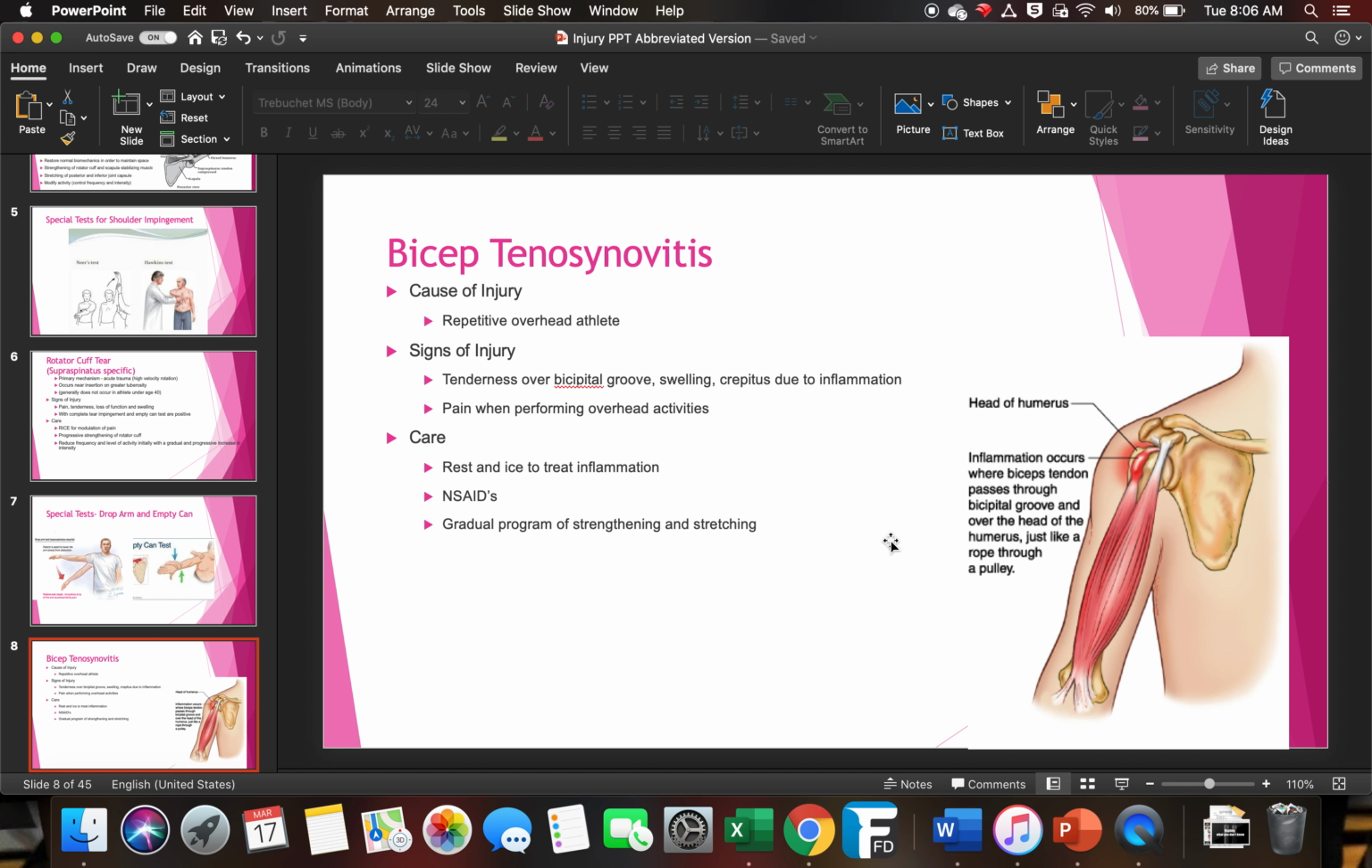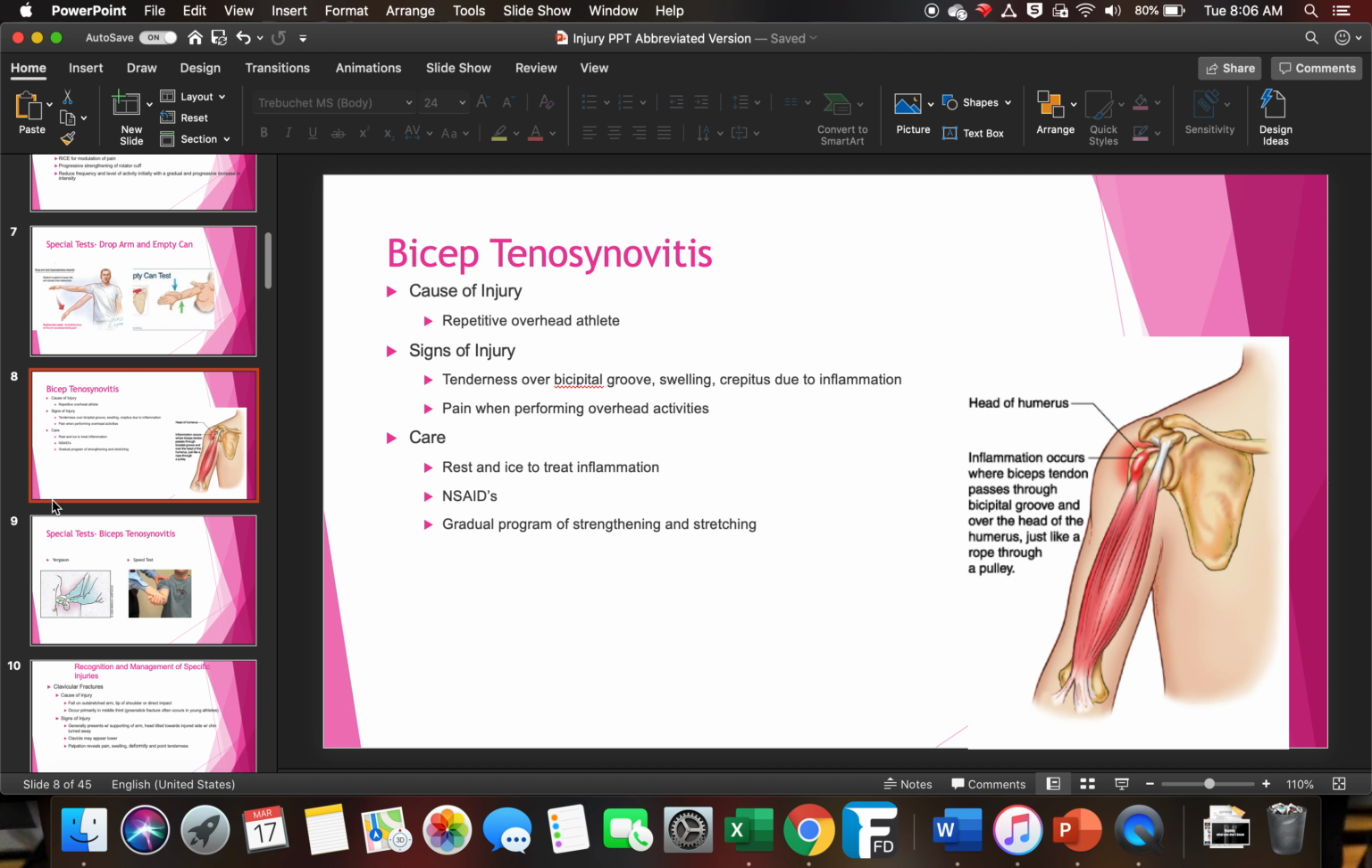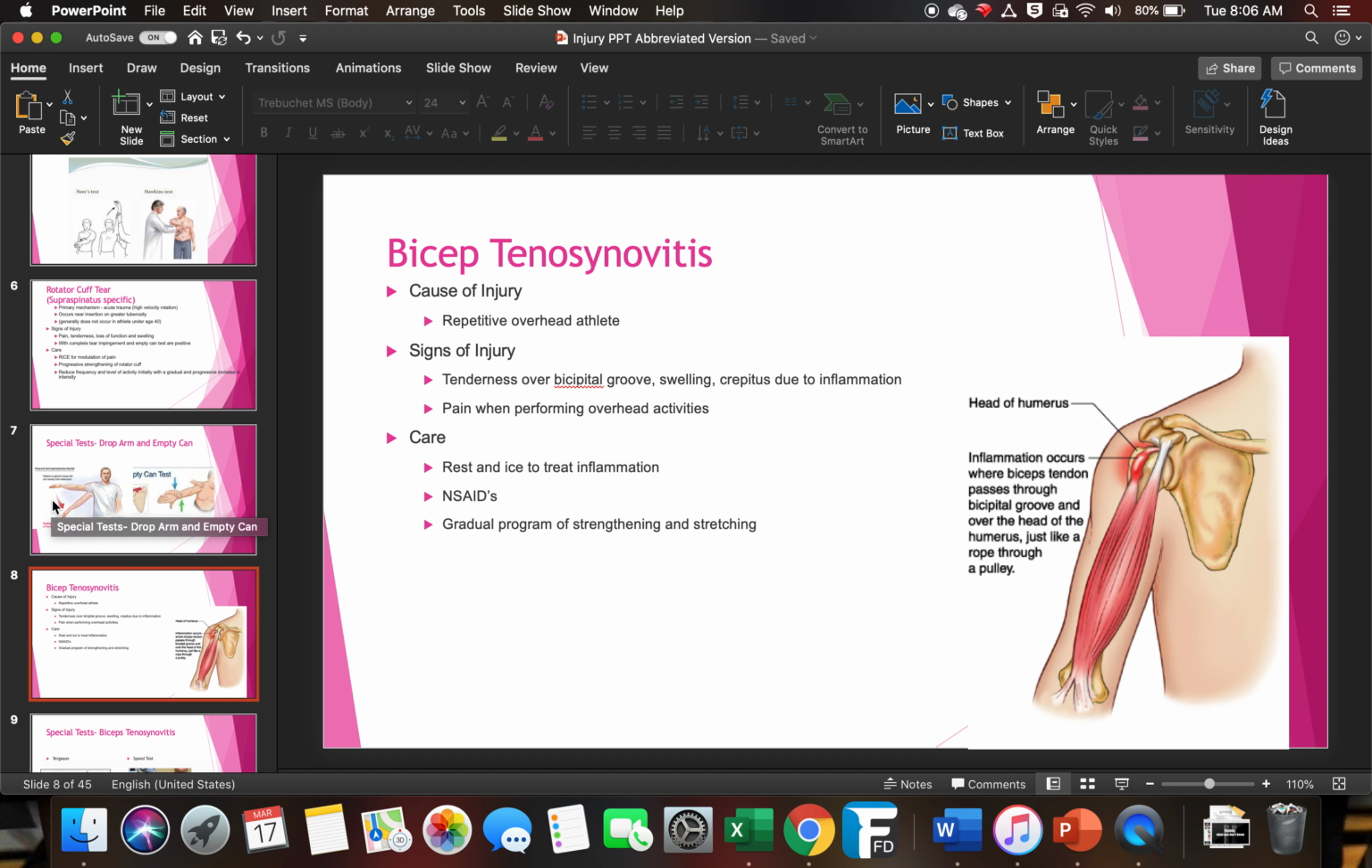Okay. I believe this is our last injury of the day. Yes. So bicep tenosynovitis, repetitive overhead athlete. So you can see right here that the bicep tendon comes in right through what's called the bicipital groove. And so a lot of times we get irritation of that right there.